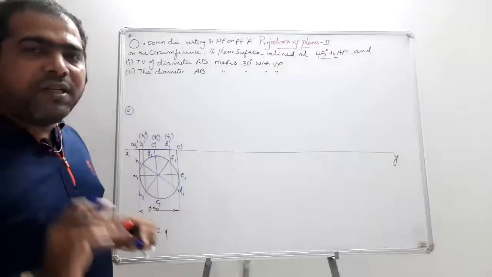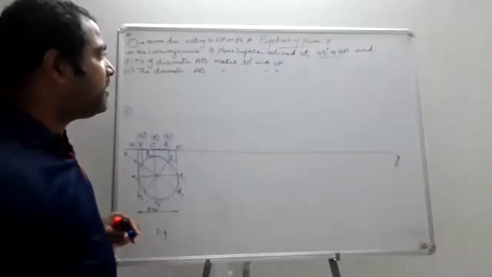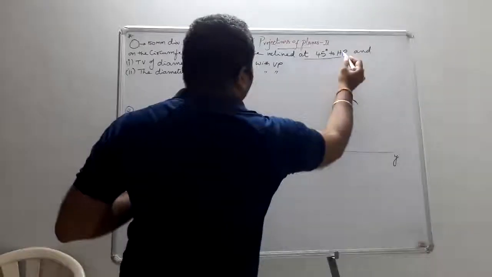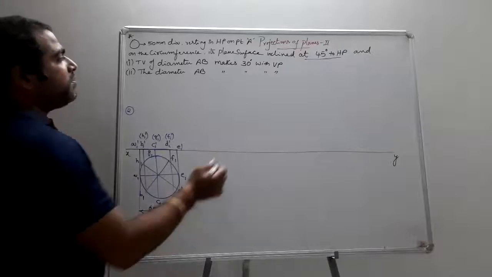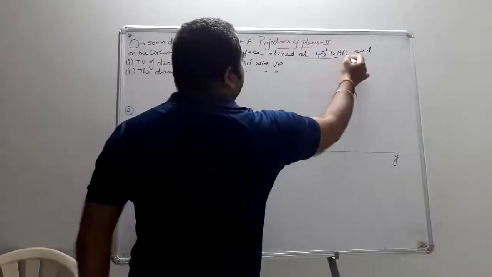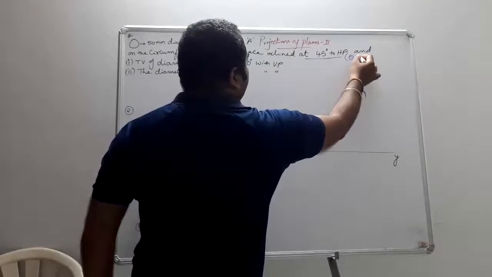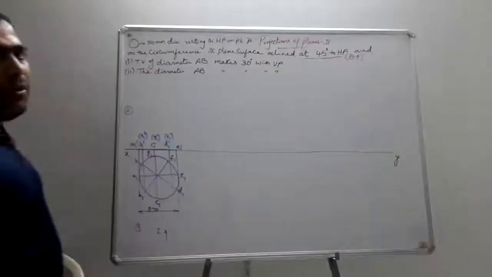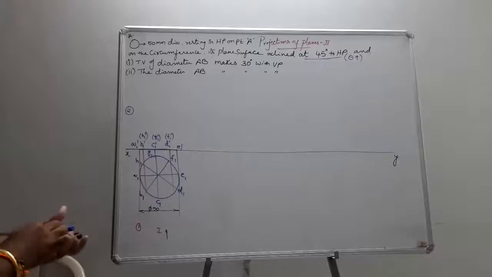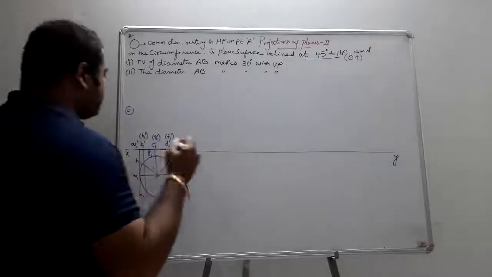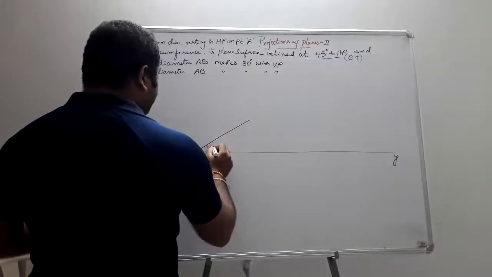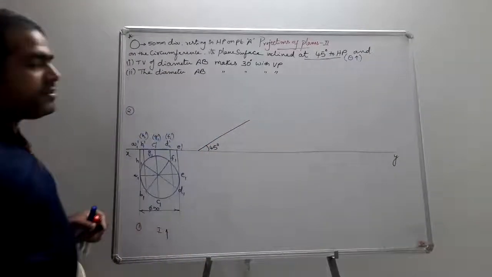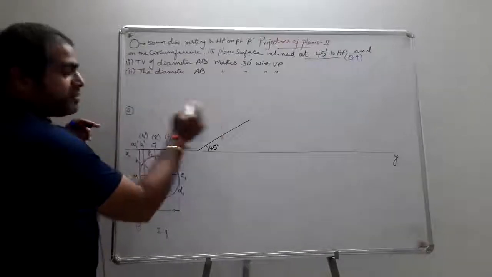What was the second stage? Always you consider the surface inclination. What was the surface inclination? He gives the surface inclined 45 degrees to HP. So that means the HP inclination, theta, always comes above XY. So draw a line of 45 degrees. This was stage 2.